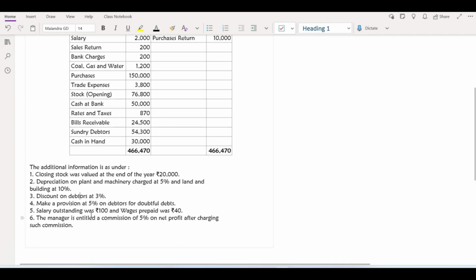Now, salary outstanding 100, wages prepaid 40. The manager is entitled to a commission of 5% on net profit after charging such commission. So this is our question.